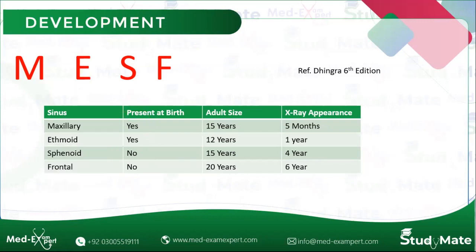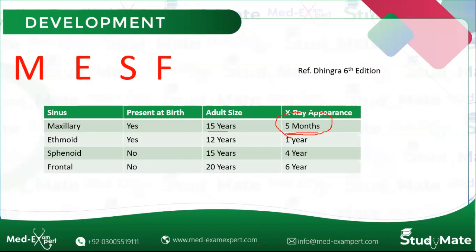Maxillary sinus reaches adult size by the age of 15 years and it appears on X-ray by the age of 5 months. As it is the first to develop, so it is first to appear on the X-ray by the age of 5 months. So this is the fourth F of the maxillary sinus.